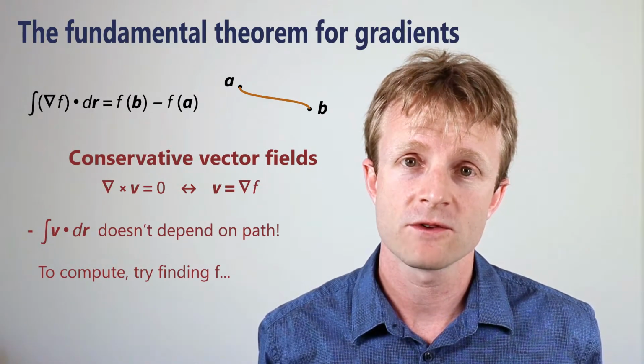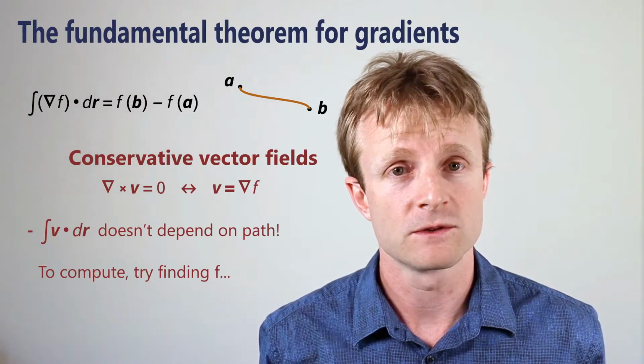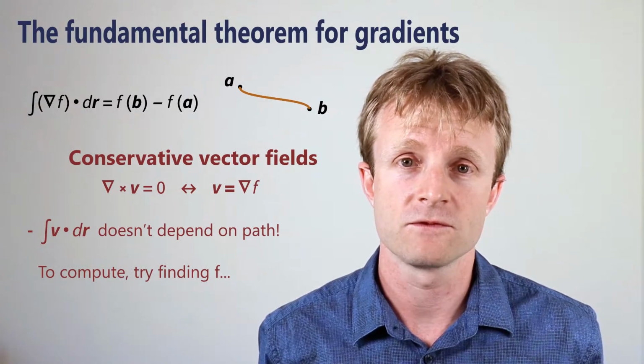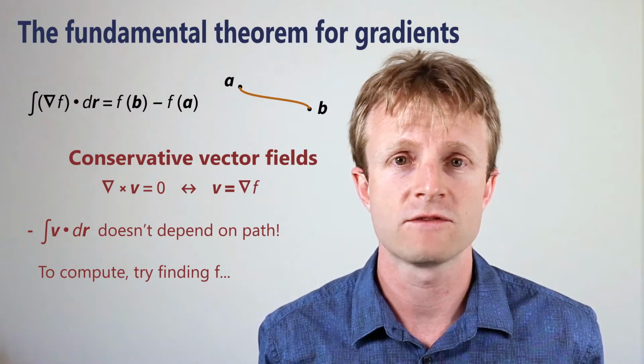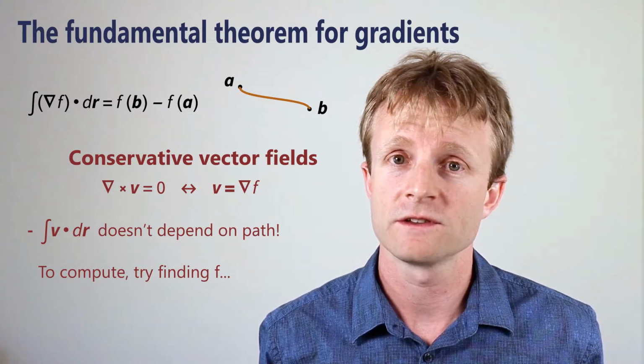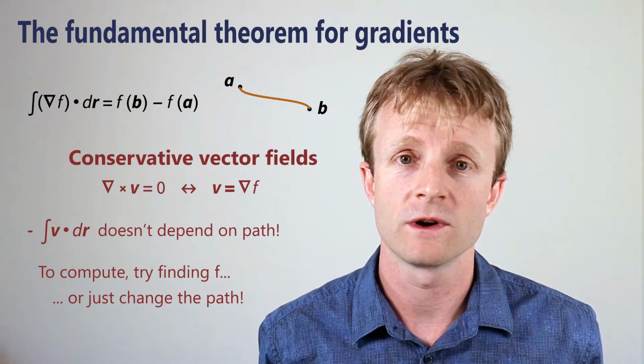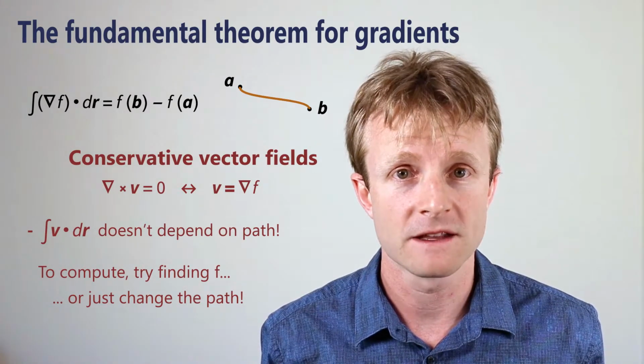However, even if you can't find the f, there are still some tricks you can play. Suppose you needed to compute the line integral of a vector field over some very complicated path with 17 curlicues through space. Well, if your vector field is conservative, you just pick a different path. Pick a straight line between those 2 points. It doesn't matter. The answer is independent of the path.